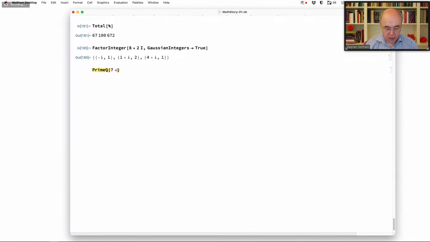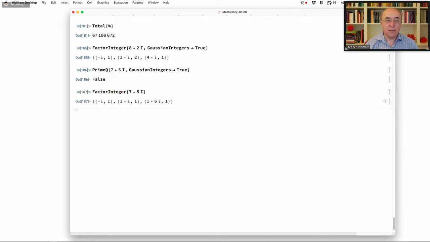So we can ask something like, is 7 plus 5i a prime in terms of complex numbers? We can say factor integer, that thing. So that shows that 7 plus 5i is actually (1 plus i) times (1 plus 6i). If we ask about 1 plus 6i and say, is that a prime? It will say, yes, that's a prime. If we say 1 plus 7i, for example, chances are that's not a prime. And if we try and factor that, we'll see that it can be factored into complex numbers.